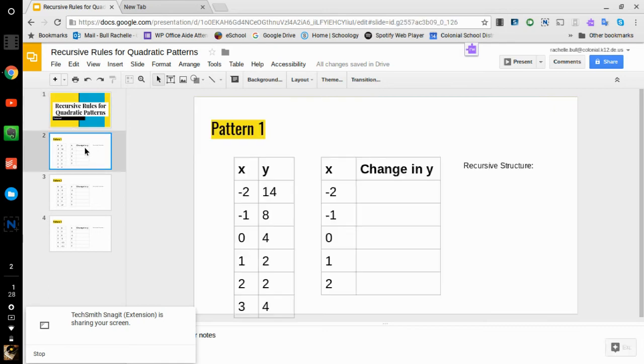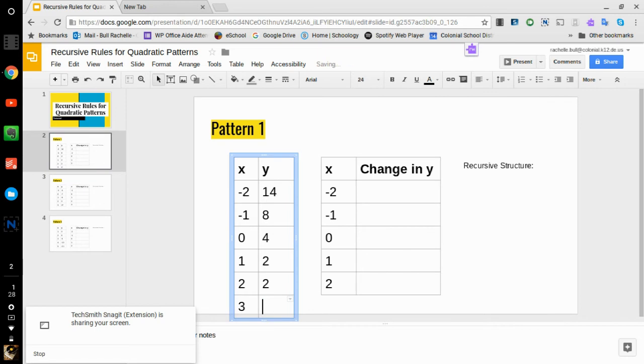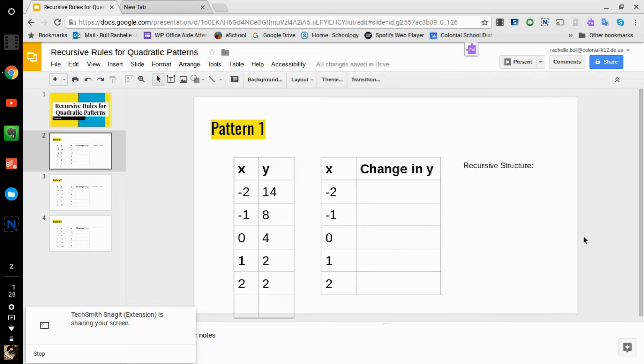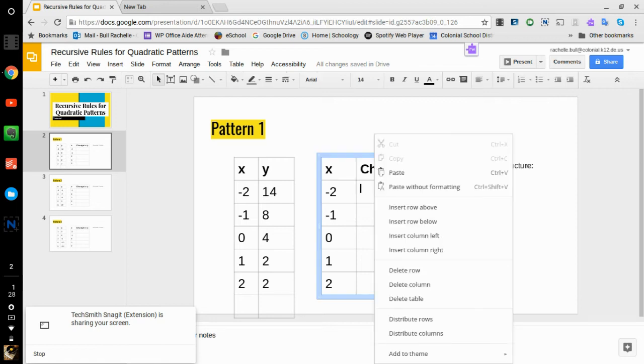So we're going to start with pattern 1. You can copy it down or you can just follow along. If you look at the pattern, all the x's are going up by 1, but the y's are doing something funny. The y first goes down by -6. So the first change is -6.